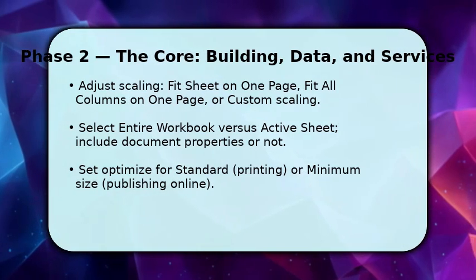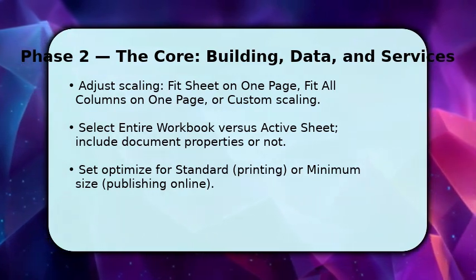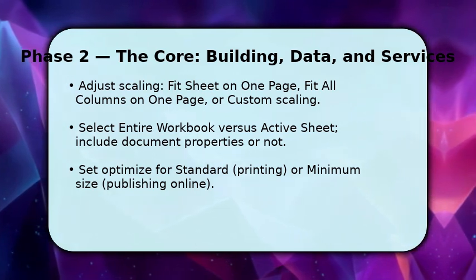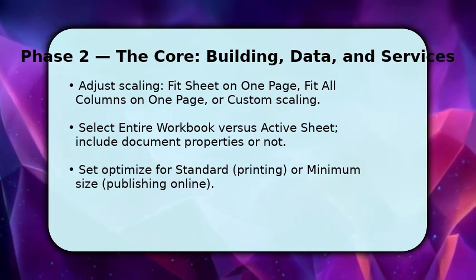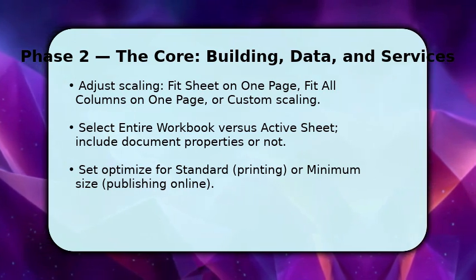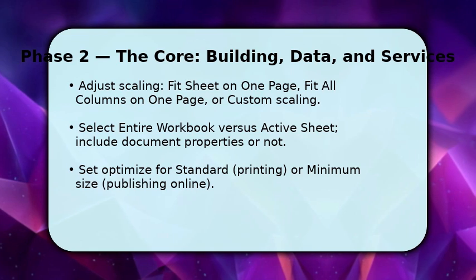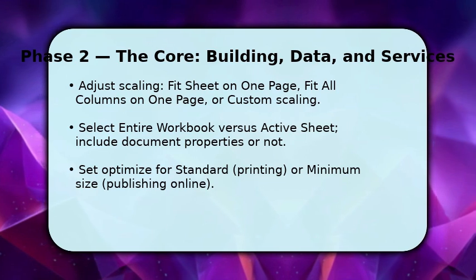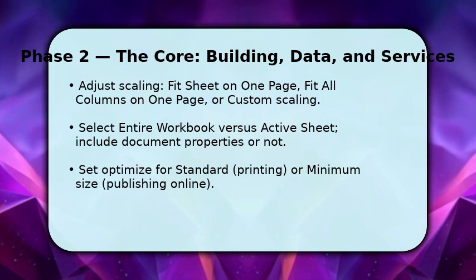Now refine export options to control how your data flows into PDF. Use scaling choices, fit sheet on one page or fit all columns, so columns don't spill across pages. Custom scaling gives precise control. Decide whether to export the active sheet or the entire workbook, because multiple sheets change navigation and file size. Also choose optimization, standard for crisp printing, minimum size for emailing. Finally, check whether to include document properties and non-printing elements, because those affect accessibility and file metadata.